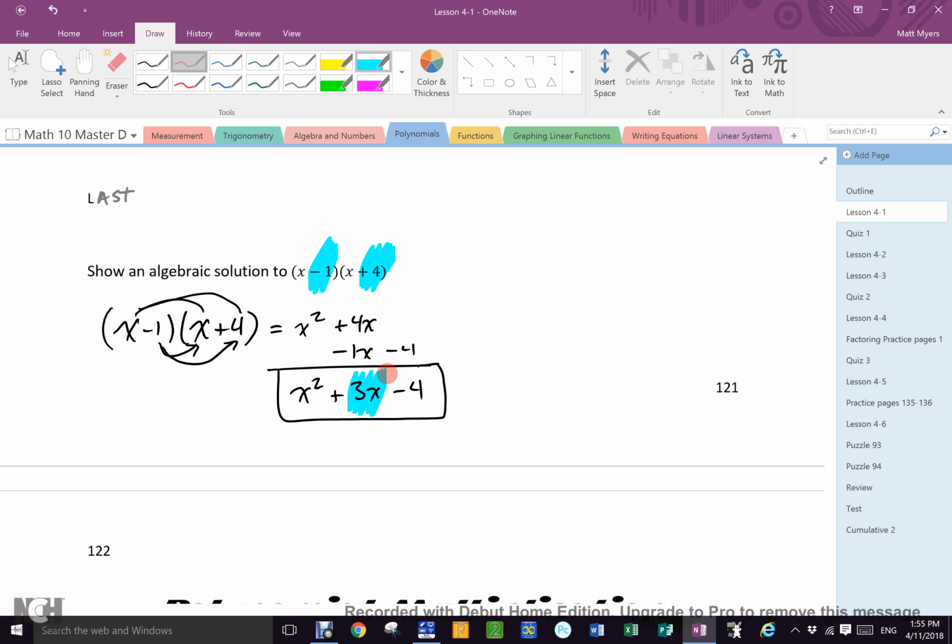I'll say them in case you're having trouble reading them. What do you notice about negative 1, positive 4, and positive 3? 4 minus 1 is 3, right?